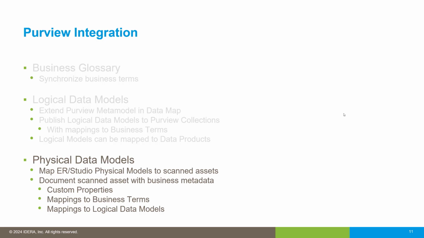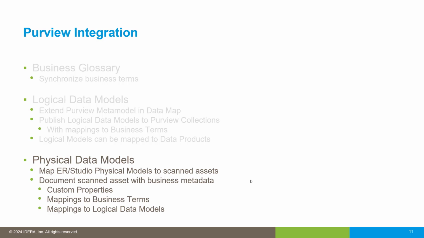Now, ER Studio is a design tool, so we might have documentation that was done in the past. We might have a future design or a newer version of the model. So what we can do is really use that physical model to add business metadata to an existing scan. So once you've scanned the asset in Purview, you can connect the asset in Purview to the physical model in ER Studio. And then when you hit publish, what it's going to do is overwrite selected custom properties to Purview. It will also add things like the mappings to the business terms, then the mappings back to the logical data model that we were just looking at through that realized relationship.